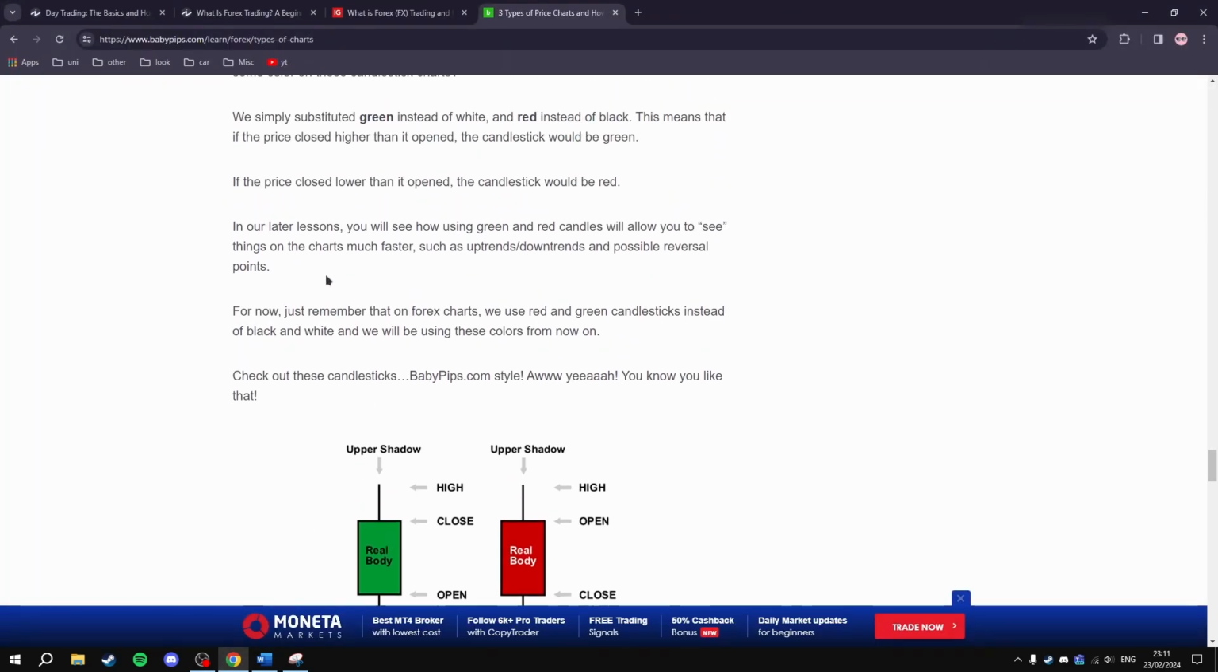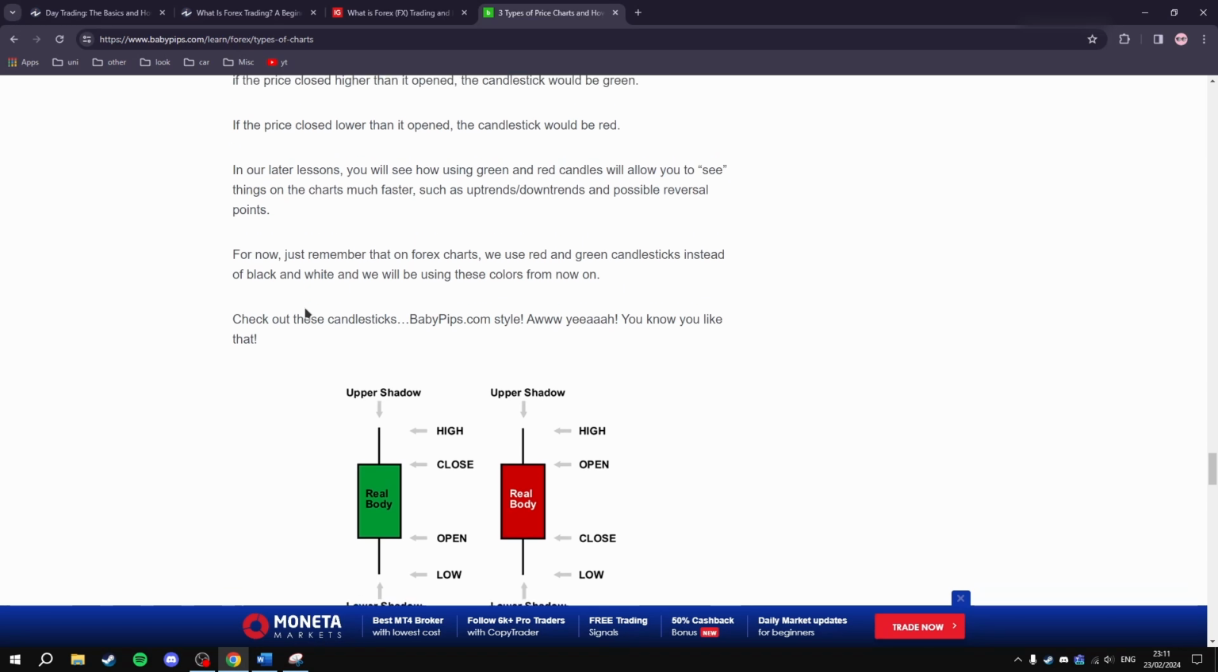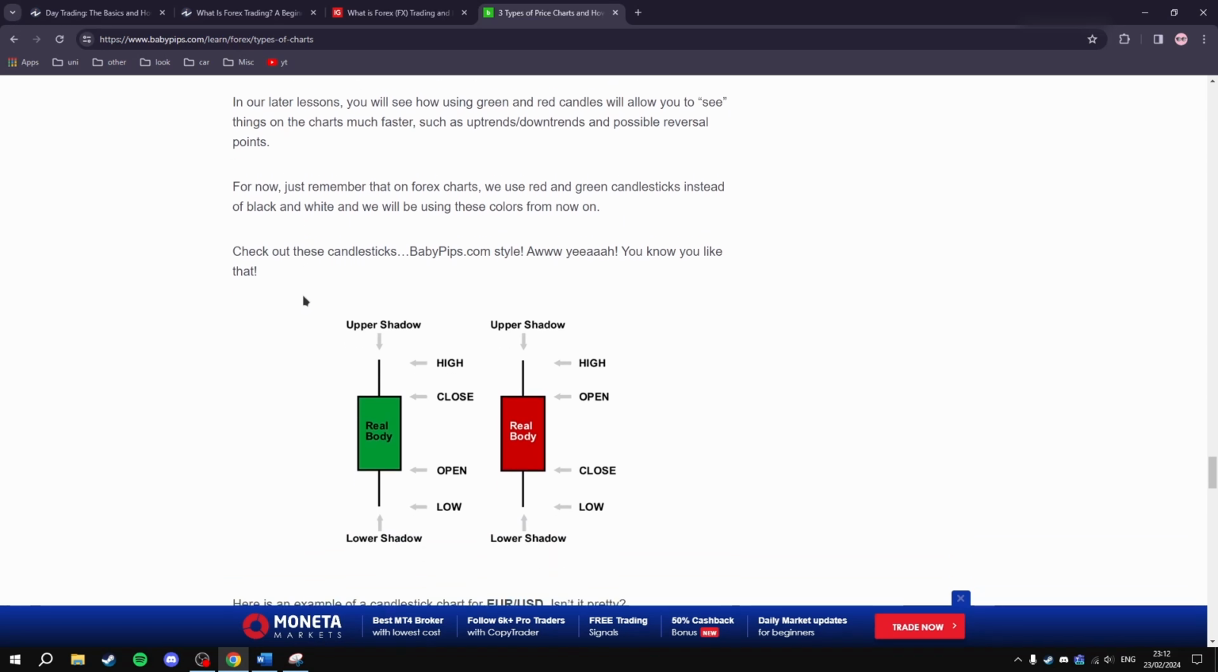If the price closed lower than it opened, the candlestick would be red. In our later lessons, you will see how using green and red candles will allow you to see things on the charts much faster, such as uptrends, downtrends, and possible reversal points. For now, just remember that on Forex charts we use red and green candlesticks instead of black and white, and we will be using these colours from now on.